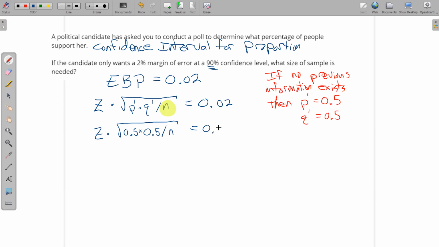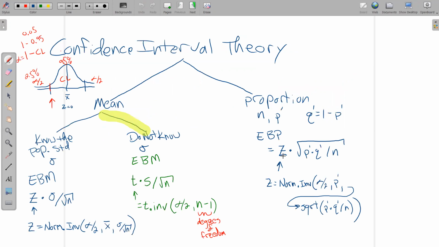At the moment, though, we have 2 missing variables. So we need to figure out what z is. And z always comes from the confidence level. And so I mentioned back here, to find the z-score, you have to use that norm inverse or whip out StatKey. So I'll do both right now.